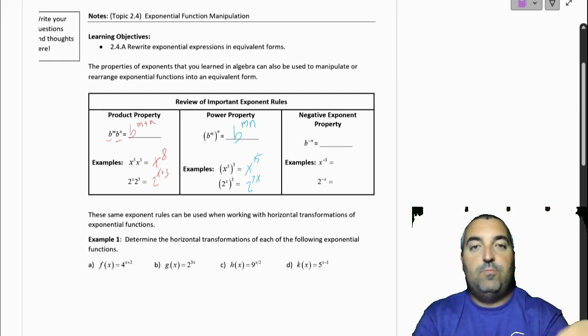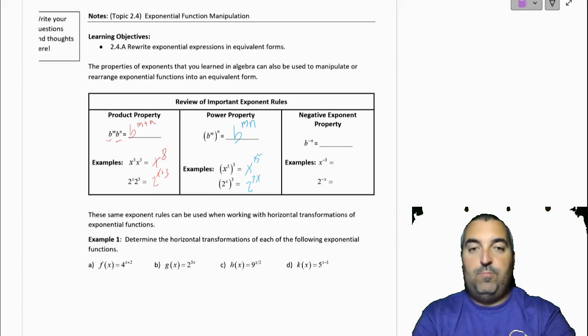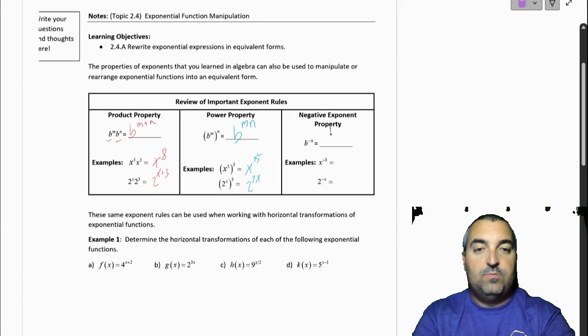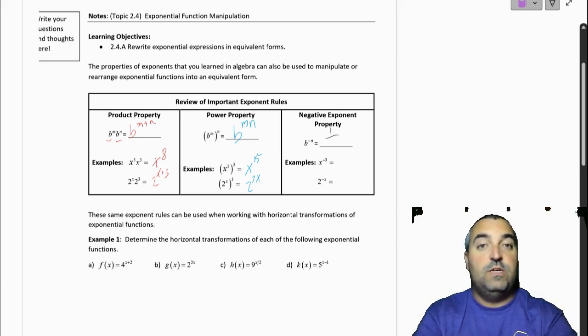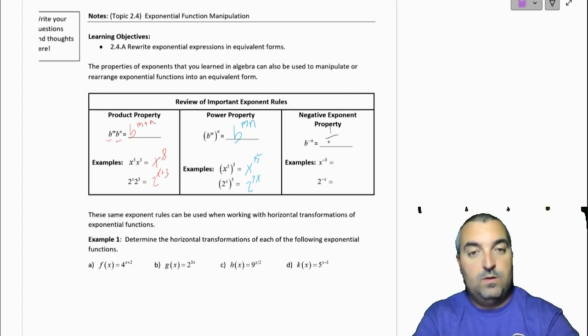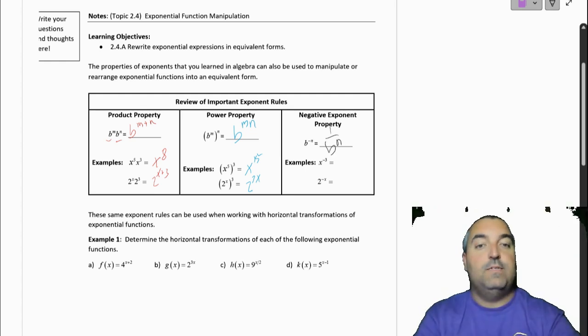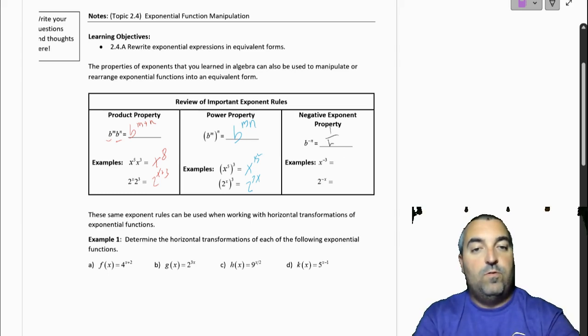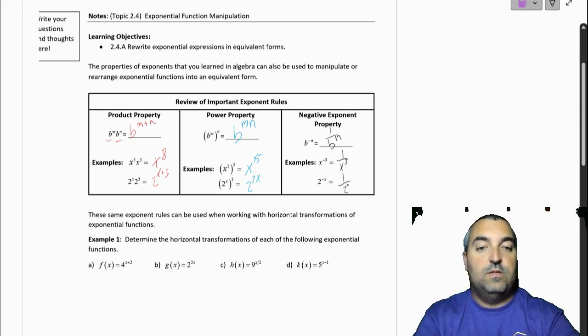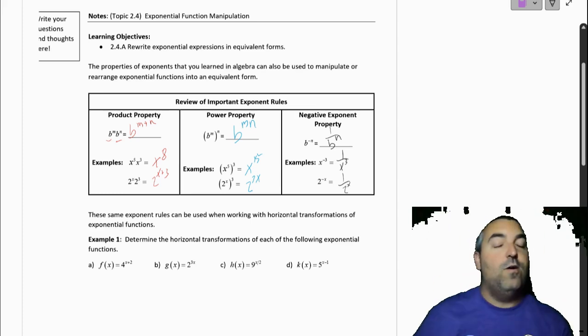And then the last property is our negative exponent property, which is also sometimes called the reciprocal property. When you have a negative exponent, it will put that whole expression into the denominator with a positive power. So 1 over b to the n. Okay, so here x to the negative third would really be written as 1 over x to the third, and 2 to the negative x is 1 over 2 to the x.